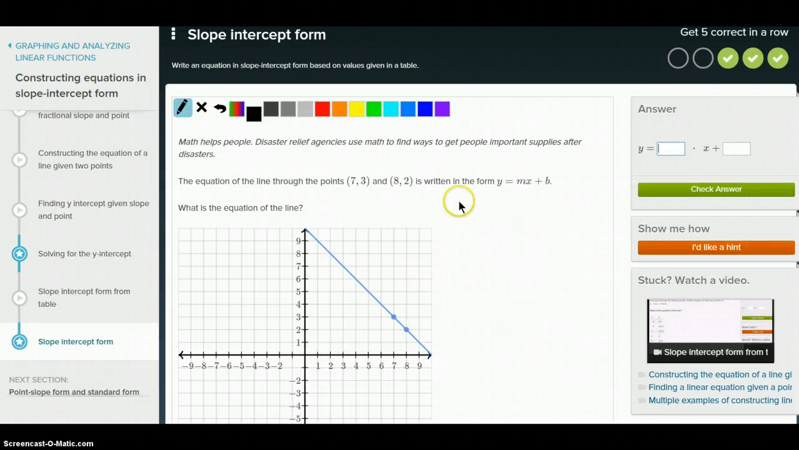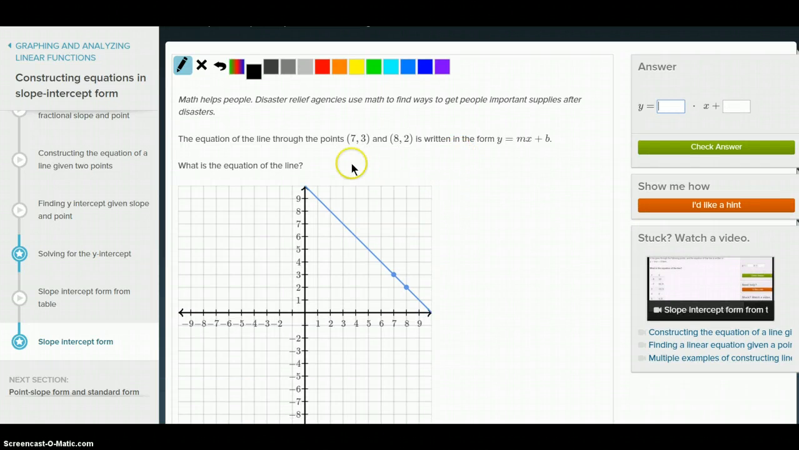Alright, so next question. The equation of the line passes through 7, 3 and 8, 2. Alright, so 7, 3, and 8, 2 in the form y equals mx plus b. What is the equation of the line?